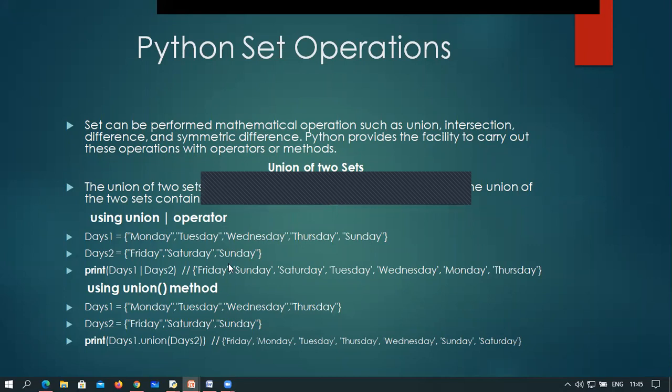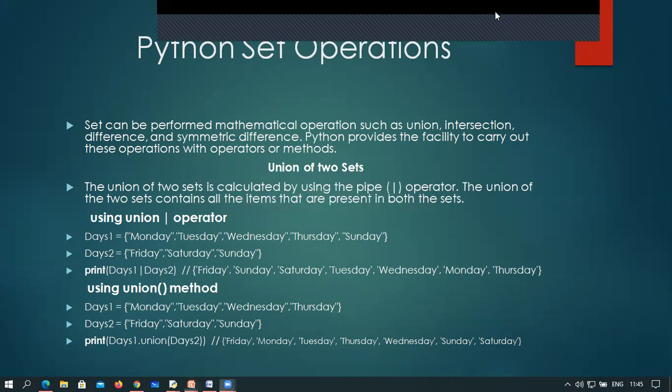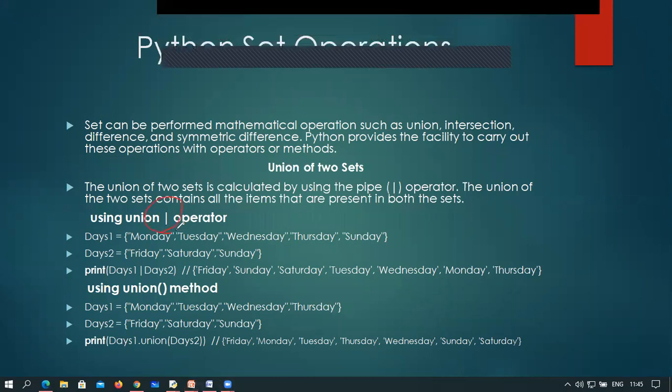And what is the operator? There are two ways to take the union of two sets. One is the pipe operator, and the other is the union function. If you write days one, the pipe operator, days two, you will get this value. And if you use days one dot union days two, or even days two dot union days one, you will get this.